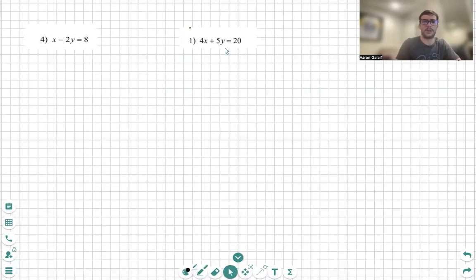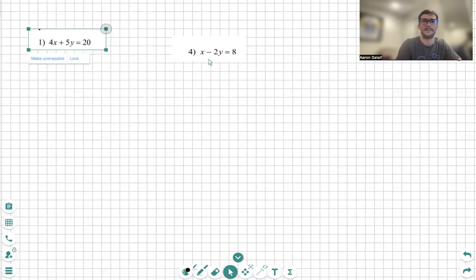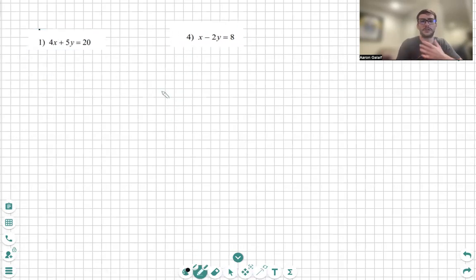So let's start with number one. Let's move number one and number four back over into place. And let's start with number one. First things first, let's go over the definition of x and y intercept.